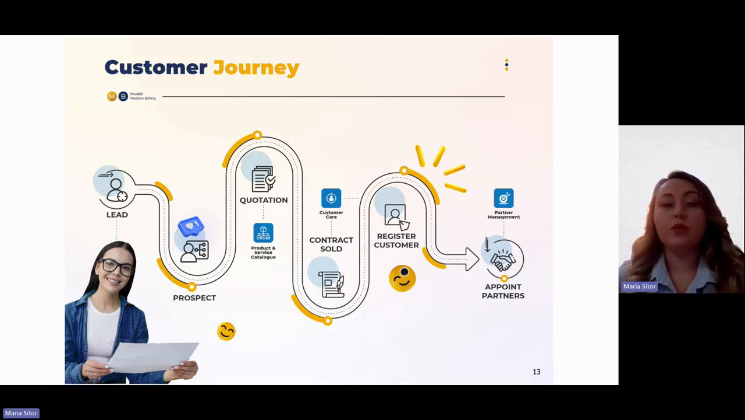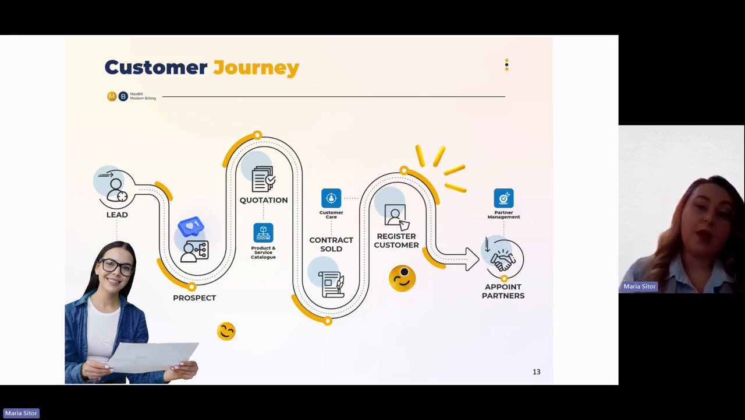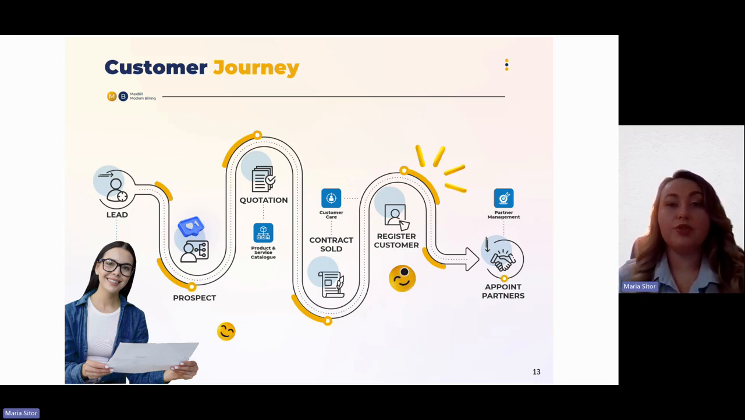So right now I want to introduce you the customer journey. It starts from applying for the new offer, which was previously created by the company. Later on, this journey goes with the customer through different parts of the business processes in the system.